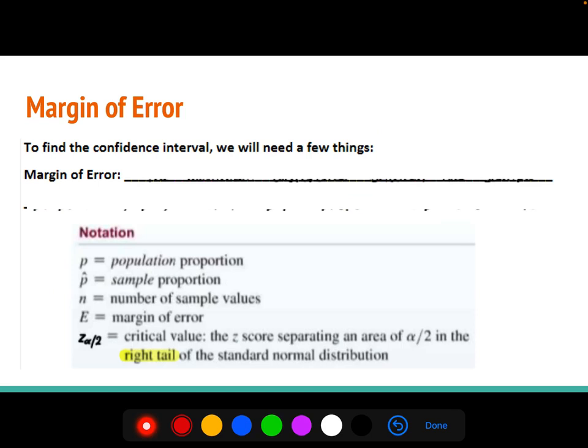Now, margin of error. It's the maximum difference between the sample proportion and the population proportion.